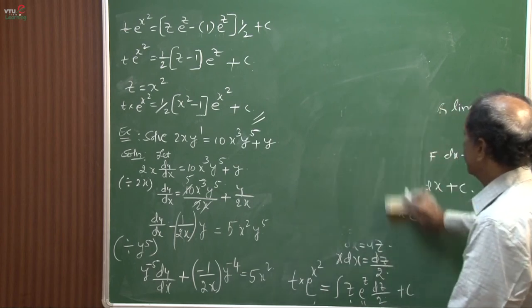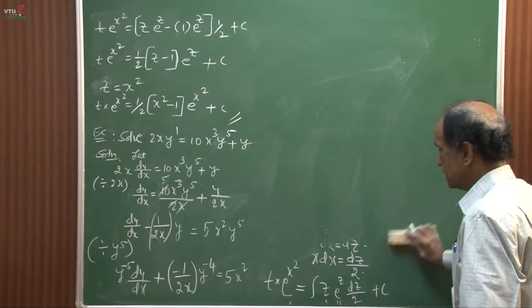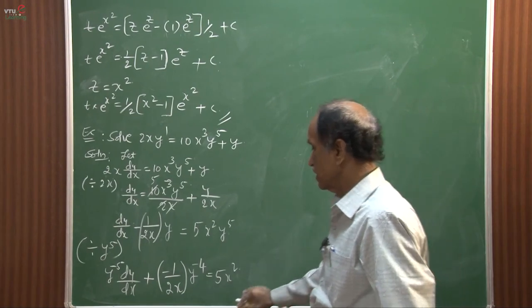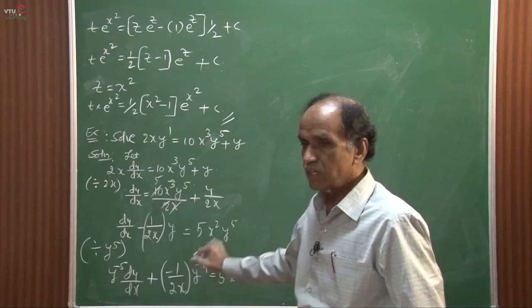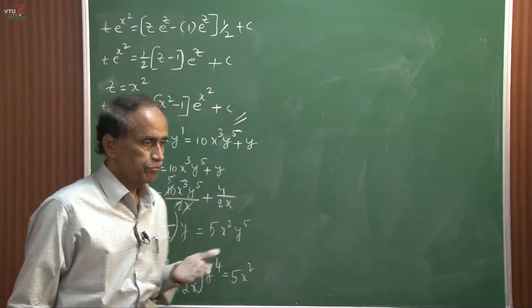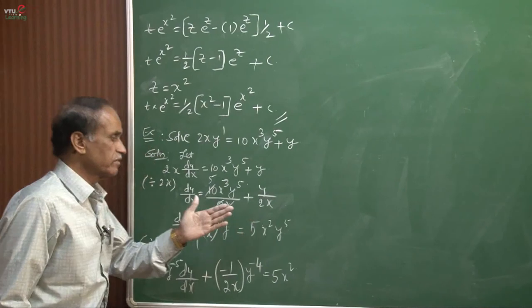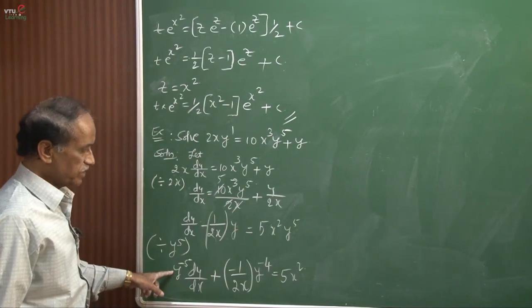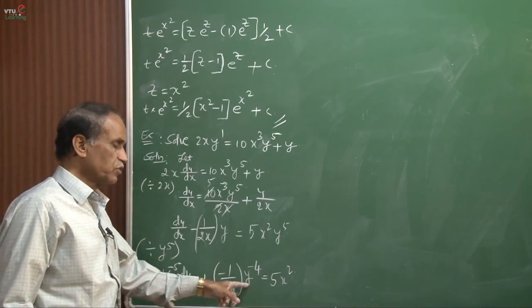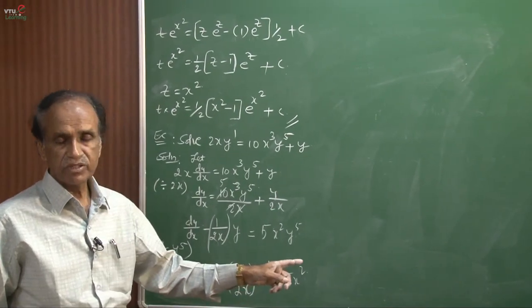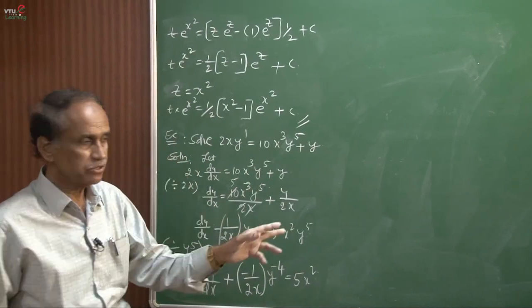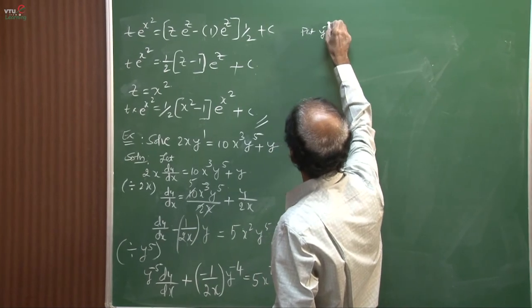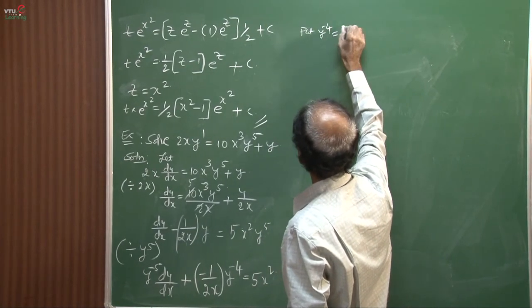What about the y to the power of 5 term on the right side? Because we have taken the division throughout by y to the power of 5, that y to the power of 5 will not remain on the RHS. Then y to the power of 5 minus 5 remains here, but y to the power of minus 4 is there. We have to make the connectivity between these two by taking some substitution. What is that substitution? Put y to the power of minus 4 equal to t.